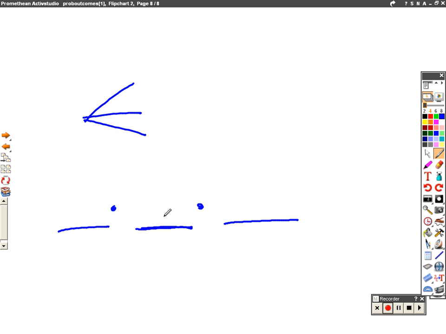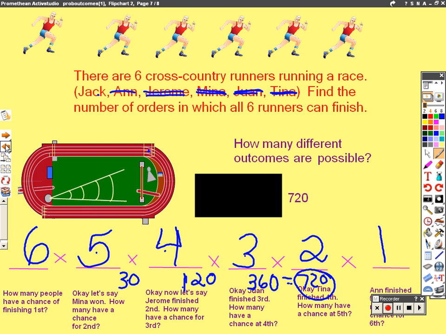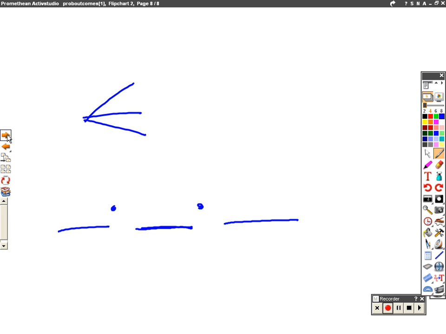Be careful, though, because if something can't repeat, for instance, in this last problem, if Mina won, she can't get 2nd, 3rd, 4th, and 5th. She already took 1st place. So remember, if it can't repeat, that you have to reduce how many options you have for the next place.